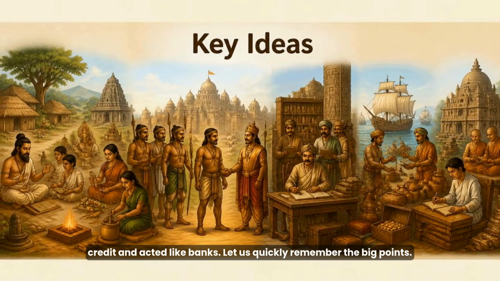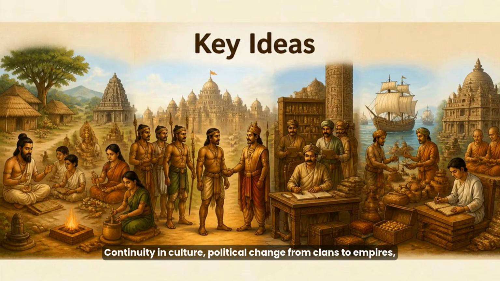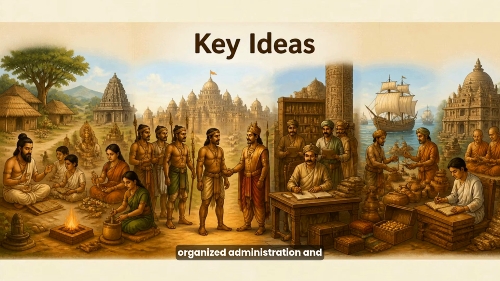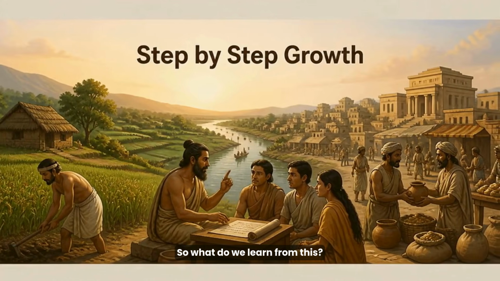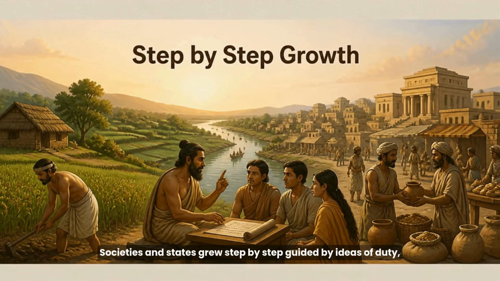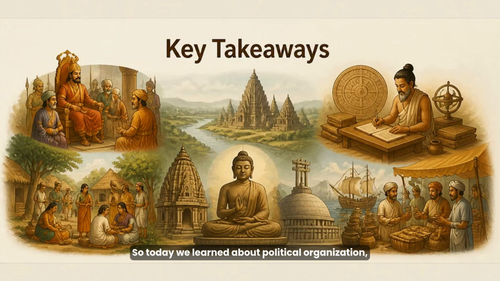Let us quickly remember the big points: continuity in culture, political change from clans to empires, organized administration, and a strong economy with trade and learning. So, what do we learn from this? Societies and states grew step by step, guided by ideas of duty, law, and practical needs like food and trade. So, today we learned about political organization, social life, religions, knowledge, and the economy up to 1000 CE.